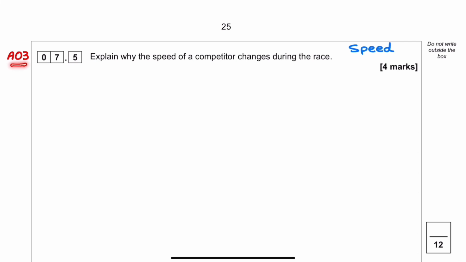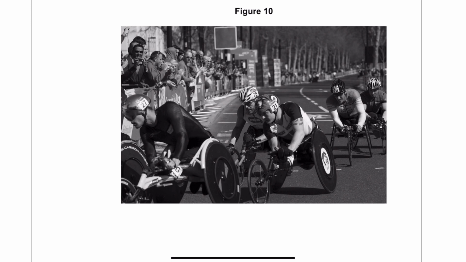7.5 is an AO3 question. The student needs to explain the answer, and this question is again from the topic of speed. Explain why the speed of a competitor changes during the race. From figure number 10, we can see the competitors are on wheelchairs. In the start of the race, all the competitors are accelerating. It means the speed is high in the beginning of the race. We also know that the road is not flat, therefore the speed will somewhere increase or somewhere decrease. There is friction between the road and the tire, which decreases the speed of the competitor during the race. As the competitor is moving around the corner, the speed will decrease around the corner.